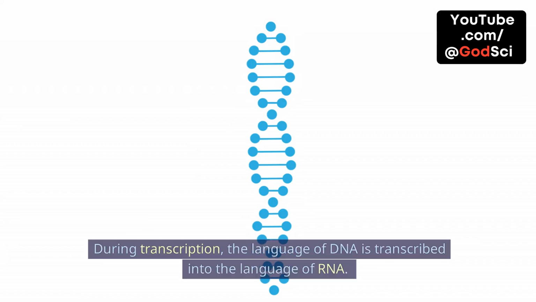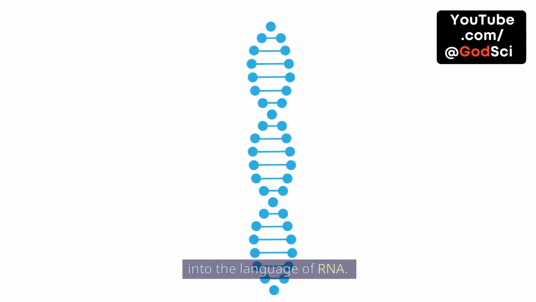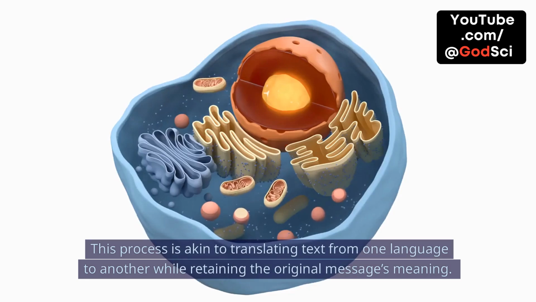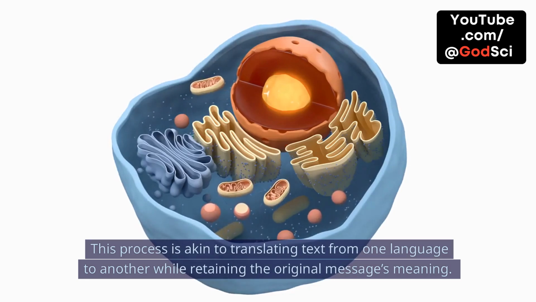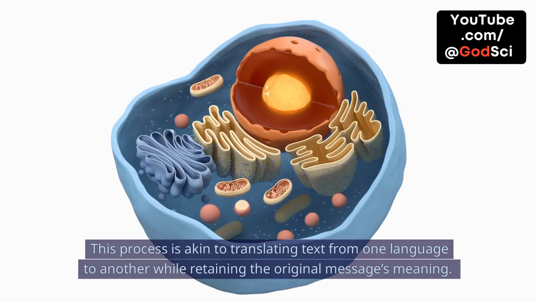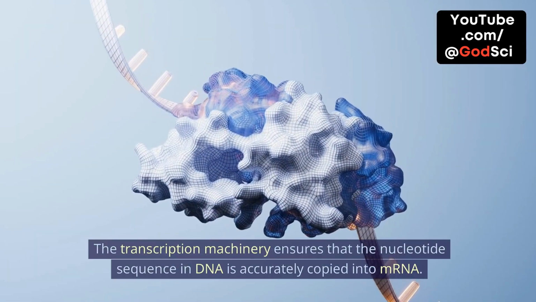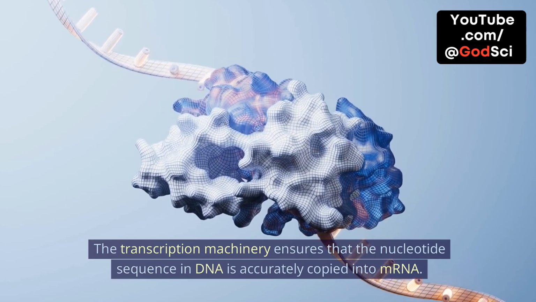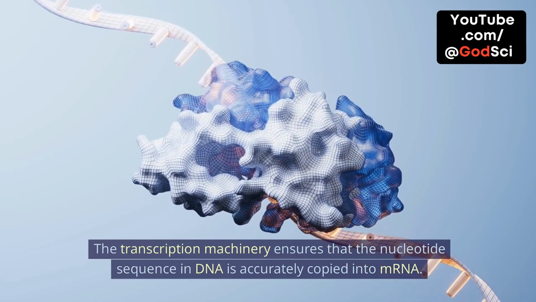During transcription, the language of DNA is transcribed into the language of RNA. This process is akin to translating text from one language to another while retaining the original message's meaning. The transcription machinery ensures that the nucleotide sequence in DNA is accurately copied into mRNA.